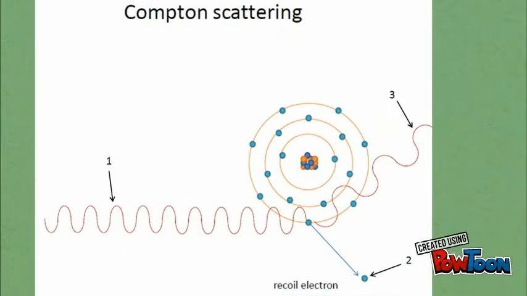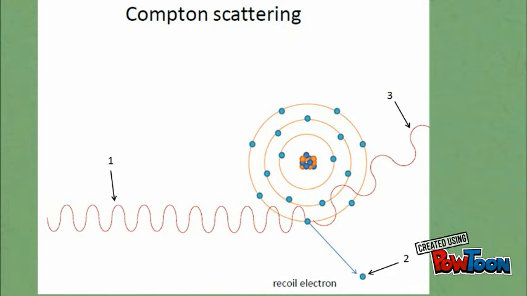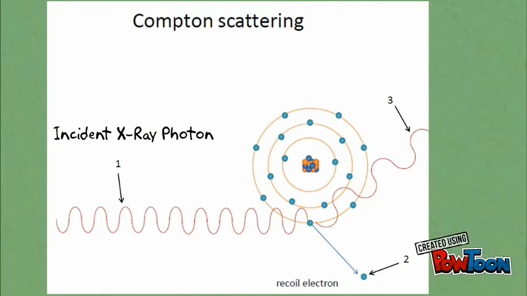In this interaction, an X-ray photon strikes a loosely bound outer shell electron, causing it to be ejected from its shell. This causes the atom to become ionized. When the incident X-ray photon strikes the outer shell electron, it transfers some of its energy to the electron, overcoming its binding energy, causing it to be ejected from its outer shell. After this electron is ejected, it is now referred to as either the recoil electron or the Compton electron.